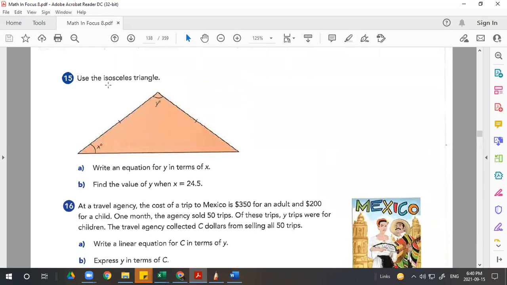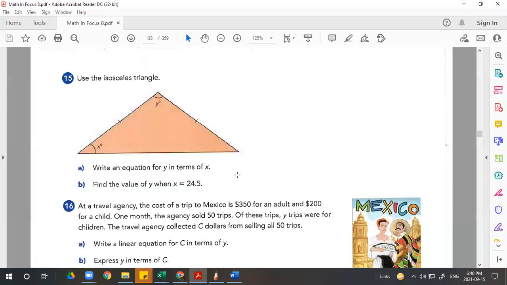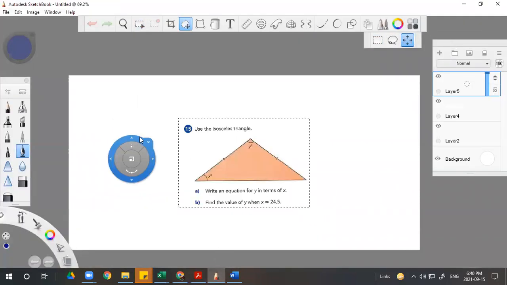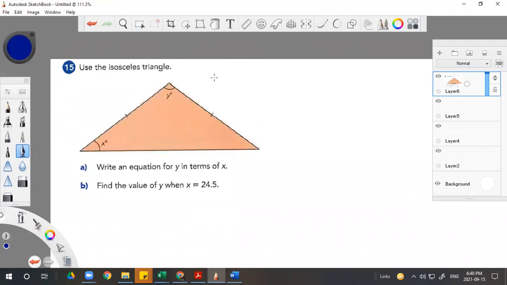Use the isosceles triangle. Okay, so let me show you how to do it. You need the basic understanding about the triangle. Since this is an isosceles triangle with these equal sides, what is this angle then? Is it x or y? The equal sides mean equal angles as well. So if this is x, this is also an x, right? Get it, Stacy?